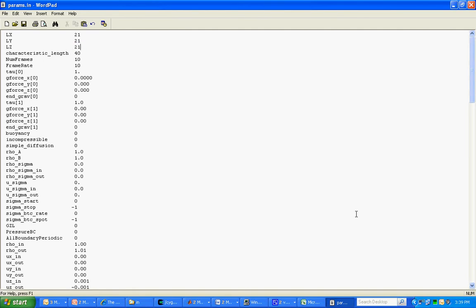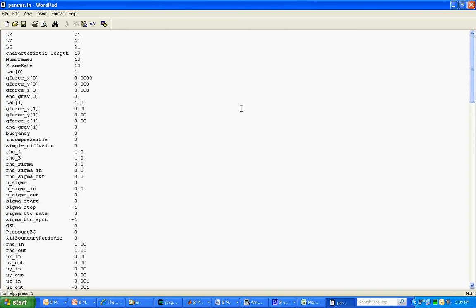The characteristic length is going to be on the order of 21 minus 2 is 19 for the diameter of the pipe. For the moment, we'll stick with this small frame rate and small number of frames. We'll stick with tau 0 equals 1. But we will use a driving force.